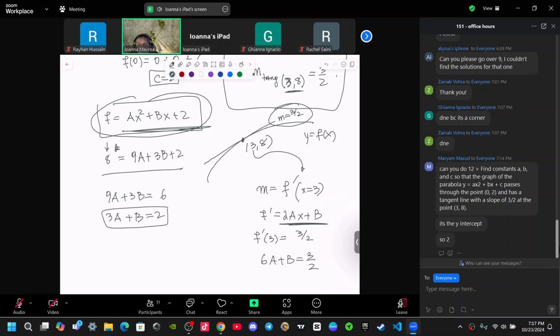Okay, get rid of the denominator, please. Don't leave it there. So multiply by 2. So I get 12a plus 2b is equal to 3. Don't subtract. That would be silly. Get rid of one of the two things.